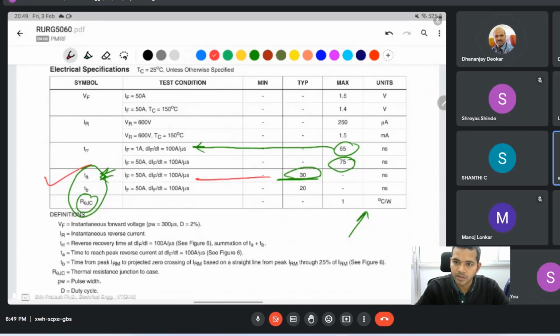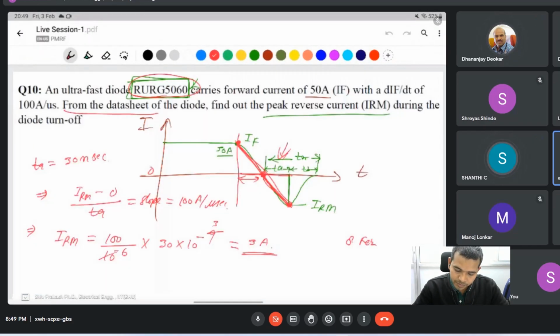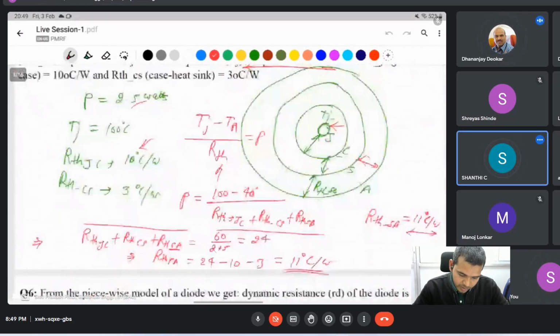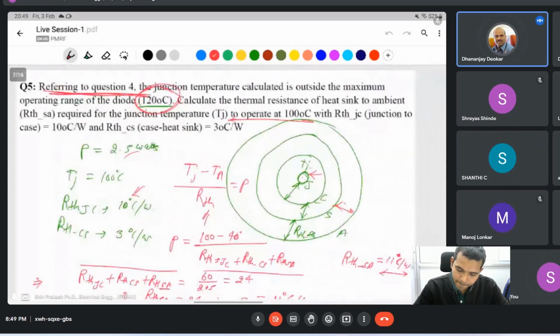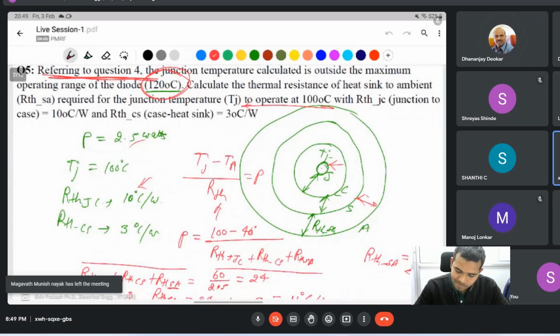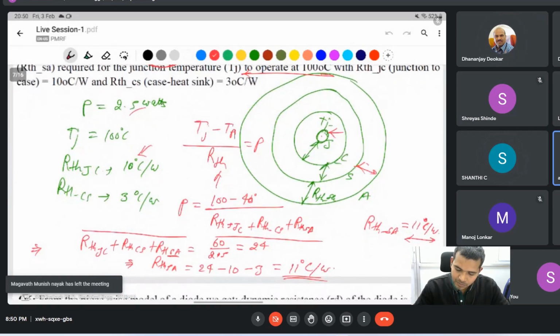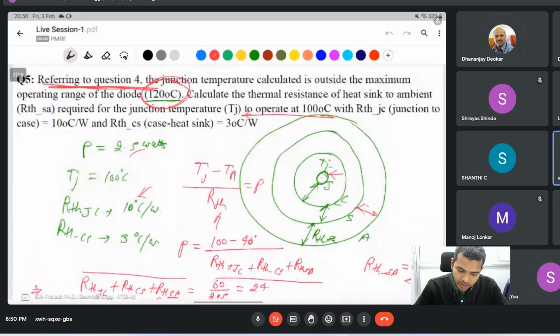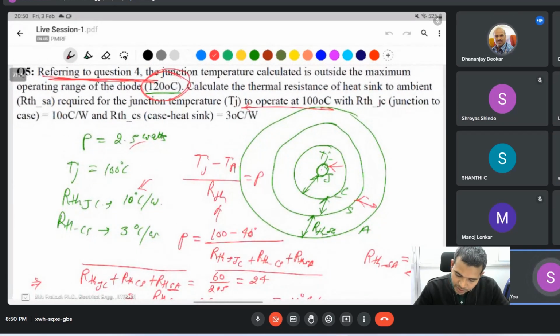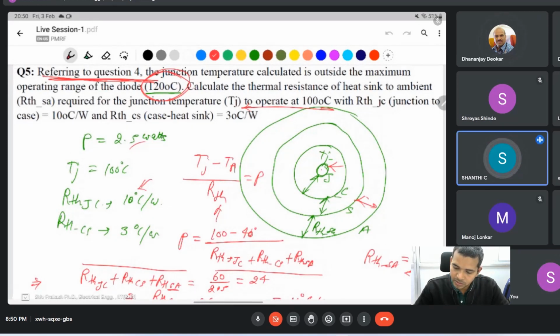And sir, I am solving question number 5, in which theta SA. When I solved, my answer is 13.33. What temperature have you taken as ambient temperature? Sink to ambient is the thermal resistance, not a temperature. Ambient temperature is different. Ambient temperature is 40 degrees Celsius.